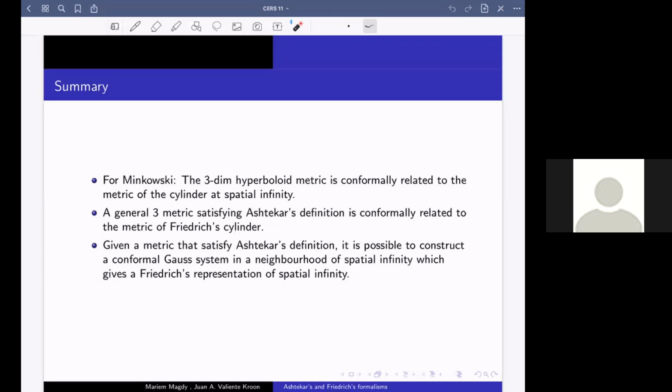You are muted, so you have to open your microphone. It's open? Oh, yeah.